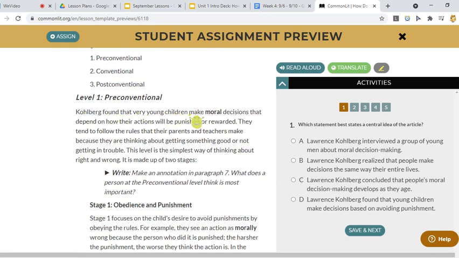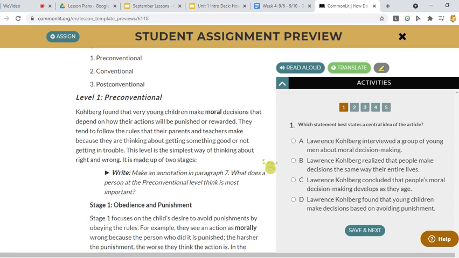Let's take a look at level 1, pre-conventional. Kohlberg found that very young children make moral decisions that depend on how their actions will be punished or rewarded. They tend to follow the rules that their parents and teachers make because they are thinking about getting something good or not getting in trouble. This level is the simplest way of thinking about right and wrong. It's made up of 2 stages.